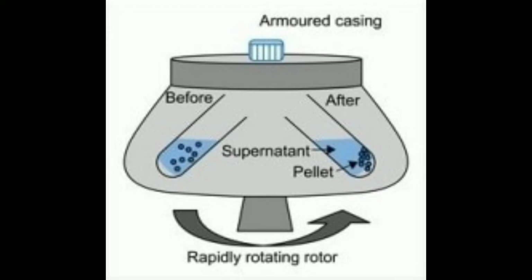This kind of separating method is what we call the centrifugation. Here's a short video clip of it. When a liquid containing suspended materials is allowed to stand for some time, the heavier particles will settle down through a process called sedimentation. This can be used to separate the material from the liquid.